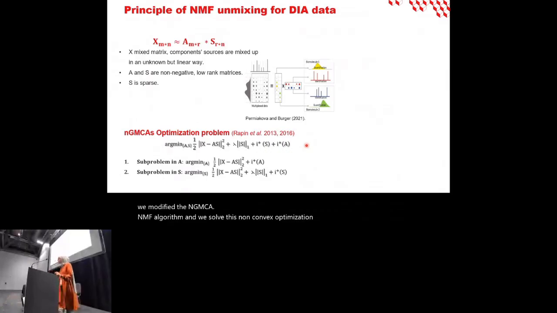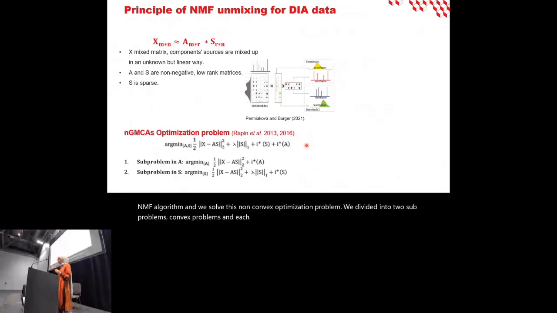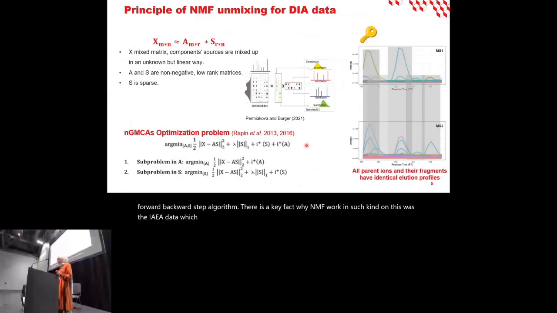For this, we adapted and modified the NGMCA NMF algorithm, and we solved this non-convex optimization problem. We divided it into two convex sub-problems, and each one is solved iteratively until convergence using the forward-backward step algorithm. There is a key fact why NMF works on this SWATH DIA data, which is that all parent ions and their fragments have identical elution profiles in MS1 and MS2.